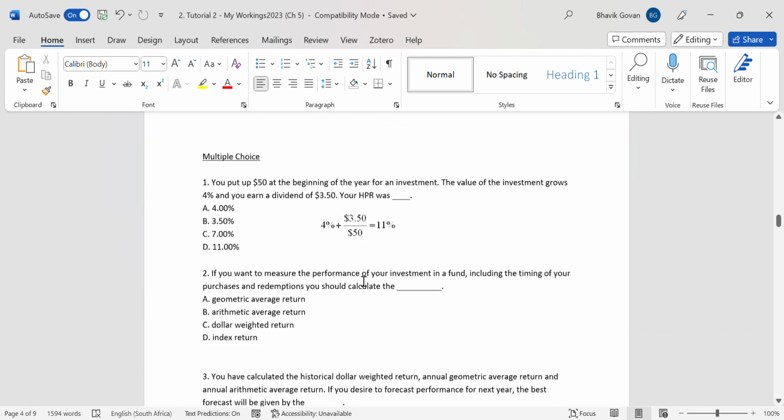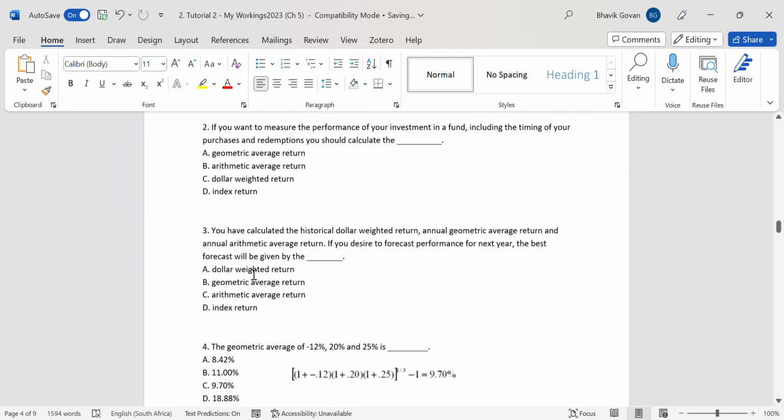Next is the multiple choice section. You put up $50 at the beginning of the year for an investment. The value of the investment grows 4%, and you earn a dividend of $3.5. Your holding period return will basically just be your 4% plus the dividend over the initial amount which you spent. So 3.5 over 50. So you get a holding period return of 11%. So your answer is D.